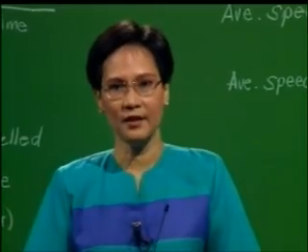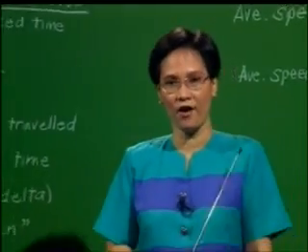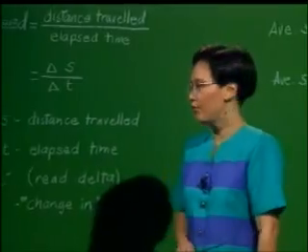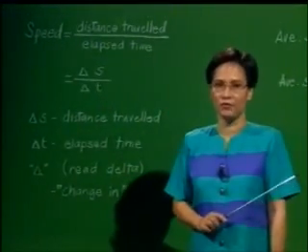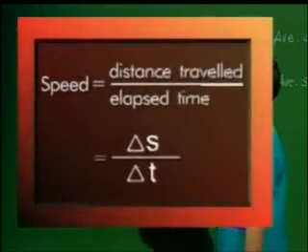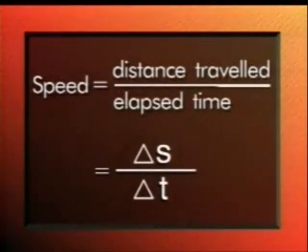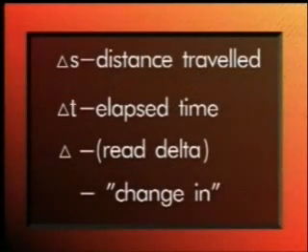Now, speed is the ratio of how far a body has traveled, or the distance traveled, over how long it took to traverse that distance. So, in here we have the speed is equal to distance traveled divided by the elapsed time. In symbols, we write that as delta S over delta T, where delta S is the distance traveled, delta T is the elapsed time, delta means the change in.